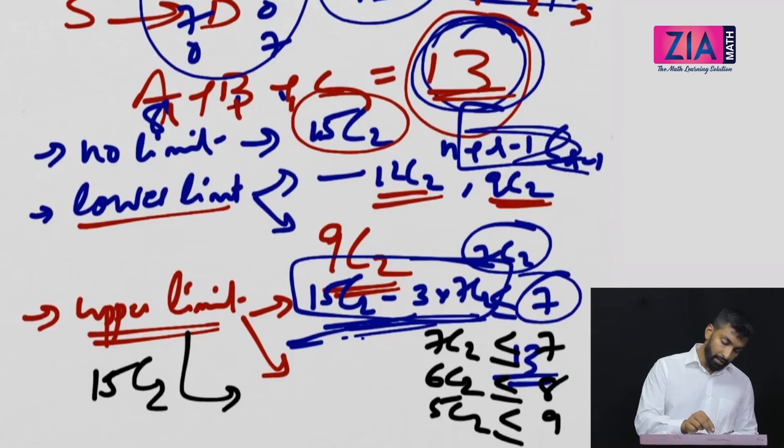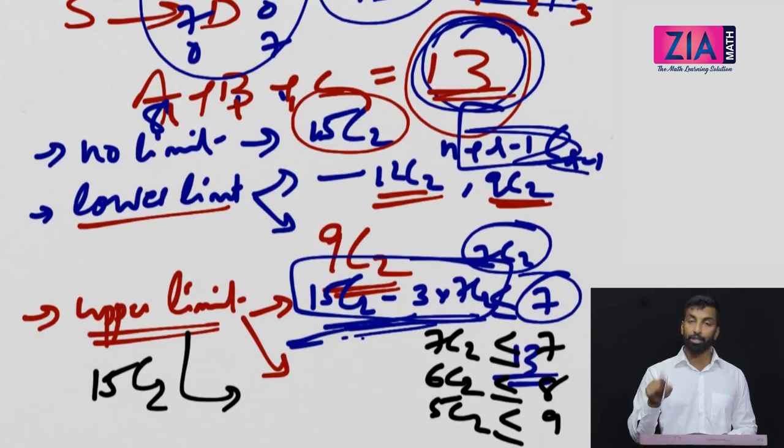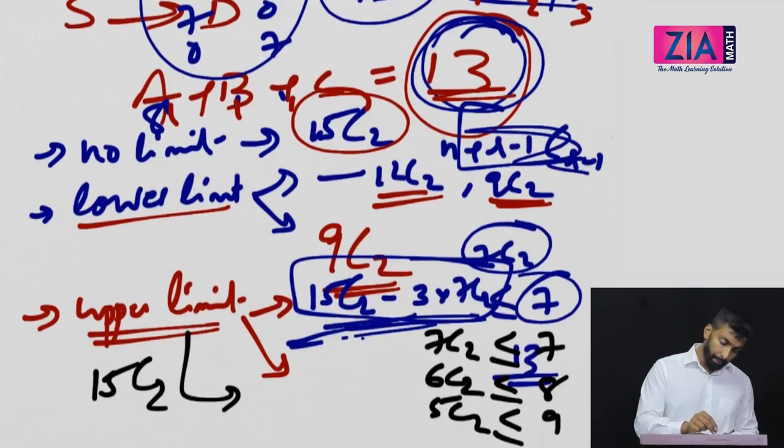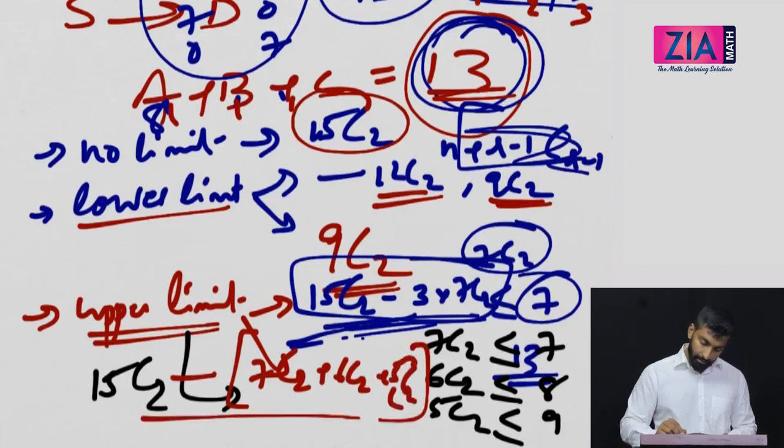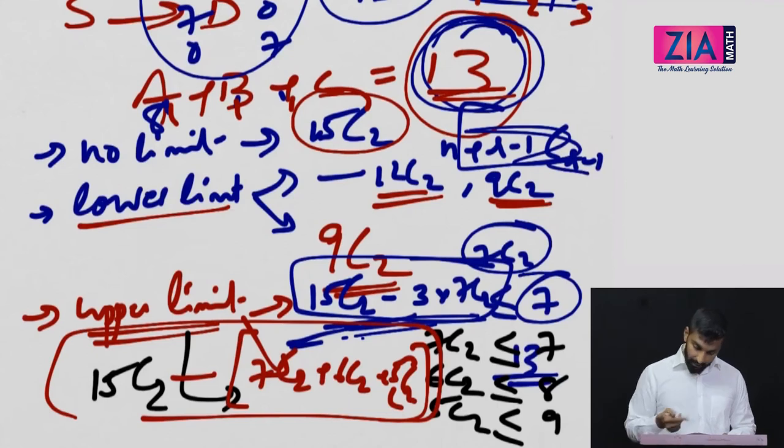So answer for this question, how many ways you can distribute 13 chocolate to 3 people A, B, C such that A should not get more than 7, B should not get more than 8, C should not get more than 9. You can solve by subtracting 7C2 plus 6C2 plus 5C2 from 15C2. And you got the answer here, right? You got it as 59. Here you got it as 42.